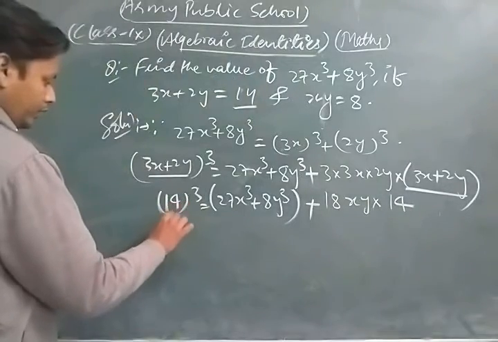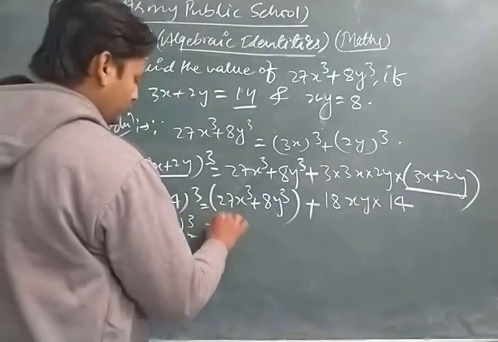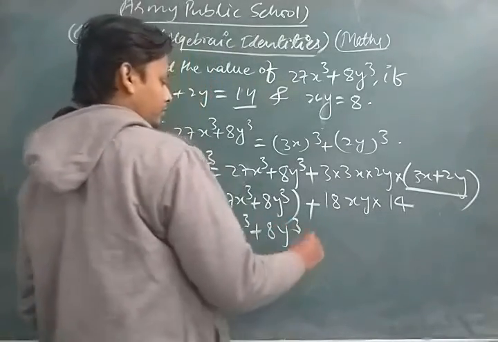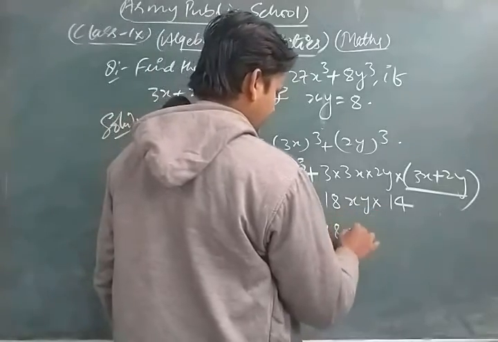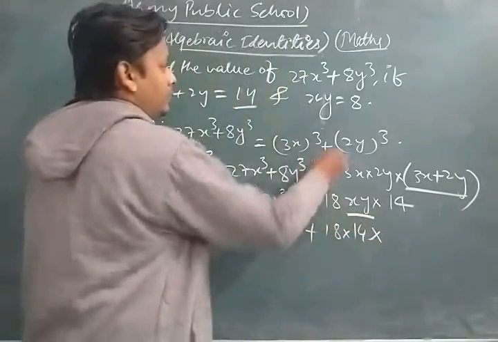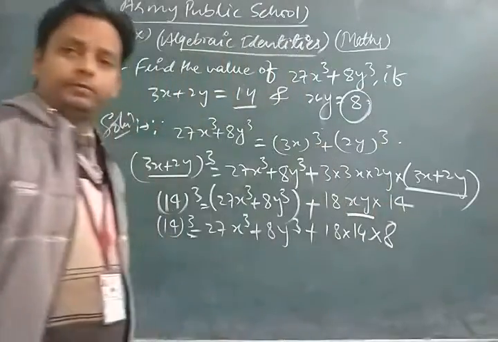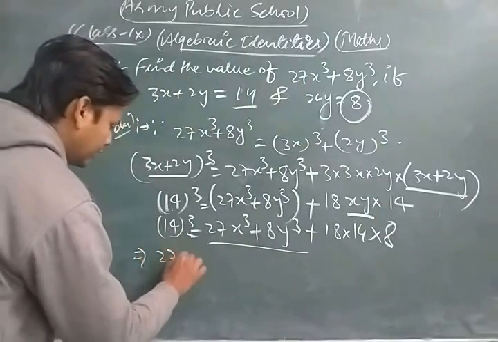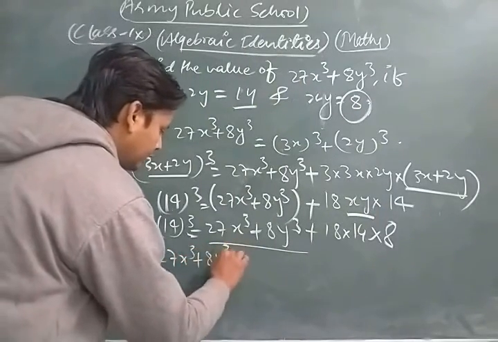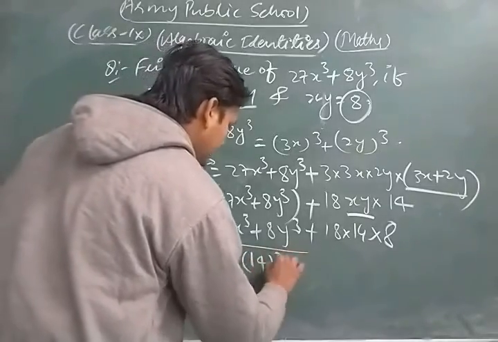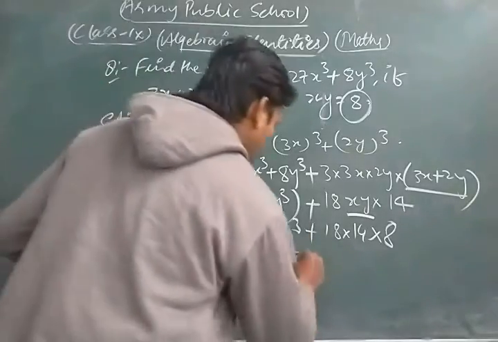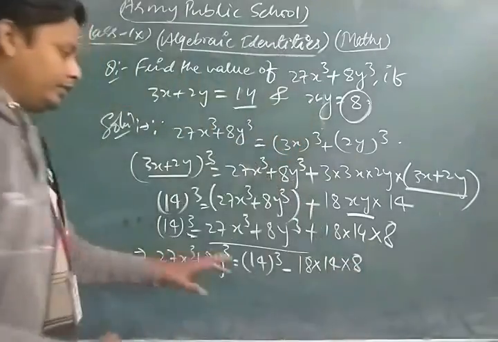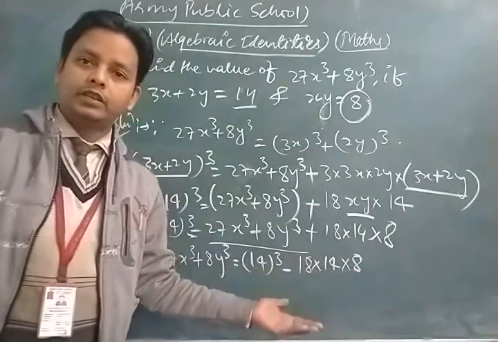Now 14 cube is equal to 27x cube plus 8y cube plus 18 into 14 into the value of xy, which is 8. Okay, this is the concept. Now the value of the given expression 27x cube plus 8y cube is equal to the cube of 14, transferring that side, minus 18 into 14 into 8. We simplify them and in this way we get our result.